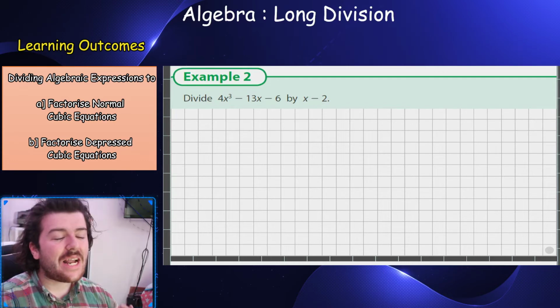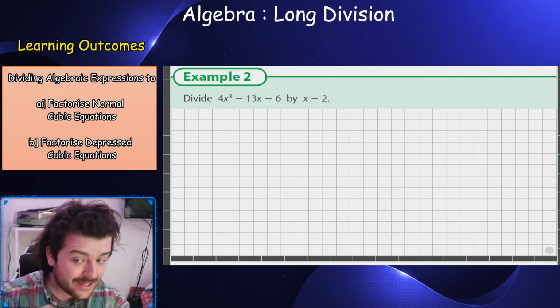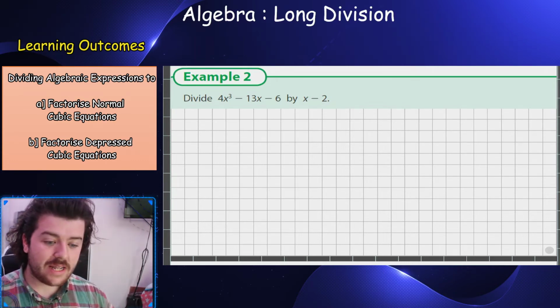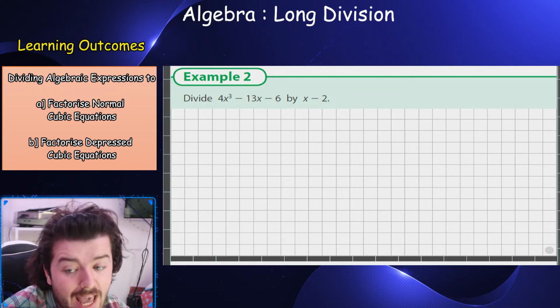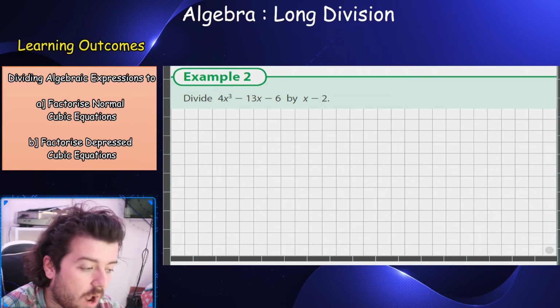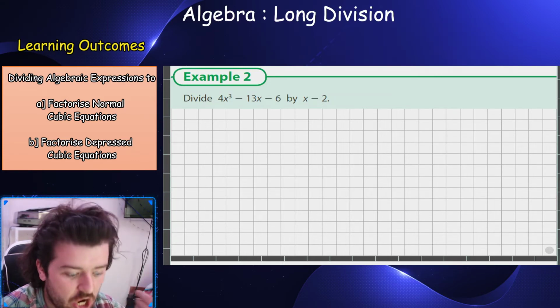Next, we are dealing with a depressed cubic. I just learned this word today. So a depressed cubic is a cubic equation that doesn't have any x squared terms, or it's missing a term.